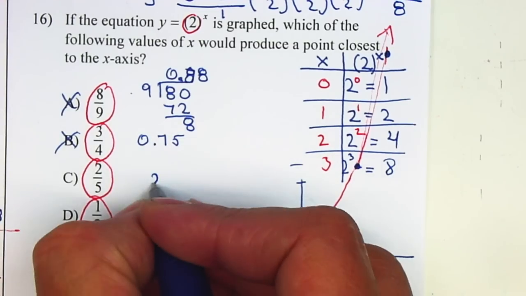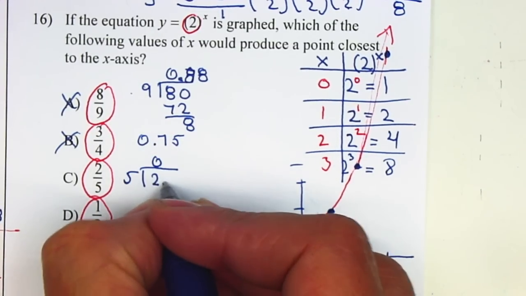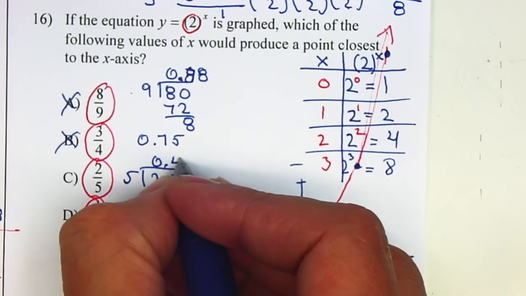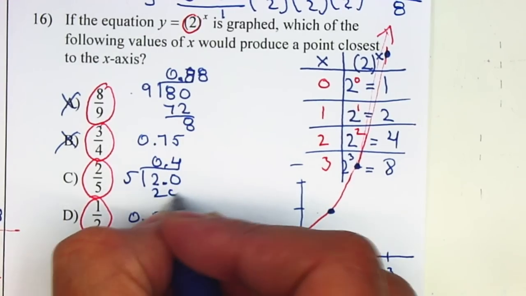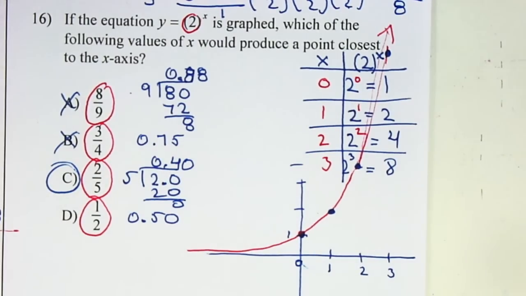Now let's go and do 2 divided by 5. 5 goes into 2 0 times. 5 goes into 20 4 times. 4 times 5 is 20. Subtract, and you get 0. So the smallest number will be C.